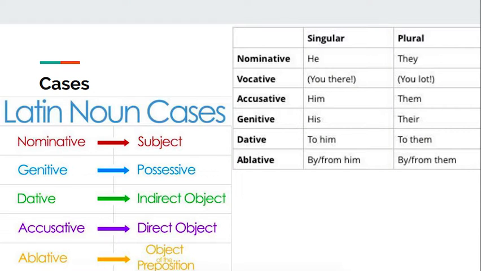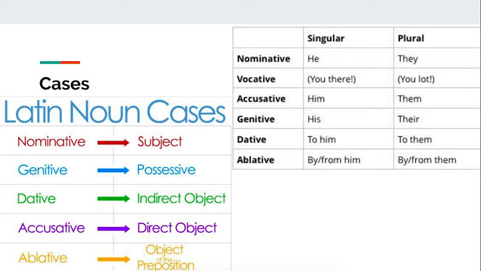Next up we have Latin noun cases. We have nominative, genitive, dative, accusative, ablative. So on the left side of the screen you can see nominative is the subject, genitive is the possessive, dative is the indirect object, accusative is the direct object, ablative is the object of the preposition.